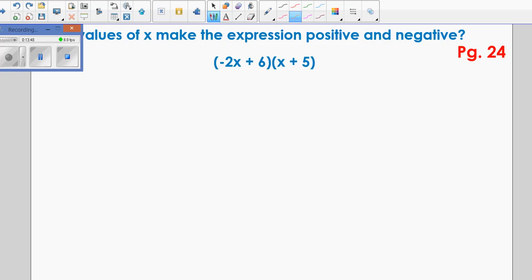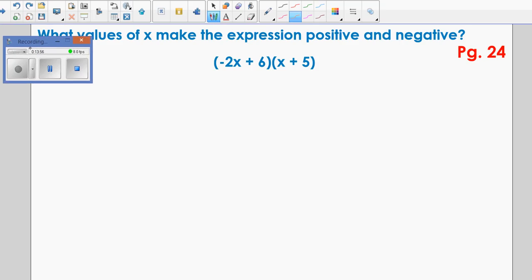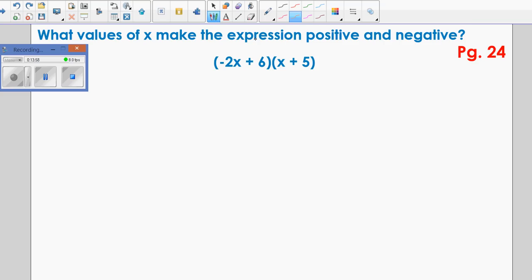Alright, so let's talk about this again. What values of x make this expression positive or negative? Again, x means we're thinking about our domain. Positive means where are we above the x-axis, negative means where are we below the x-axis. So if that's the case, then we just need to figure out when we're on our x-axis. Again, notice that both of these are in intercept form.